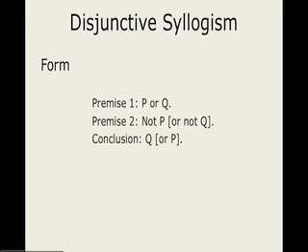The third form of valid inference is called disjunctive syllogism. So premise 1 is P or Q. Premise 2 is not P, or in some instances not Q. And the conclusion would follow Q, or the conclusion of P would follow if premise 2 were actually not Q.